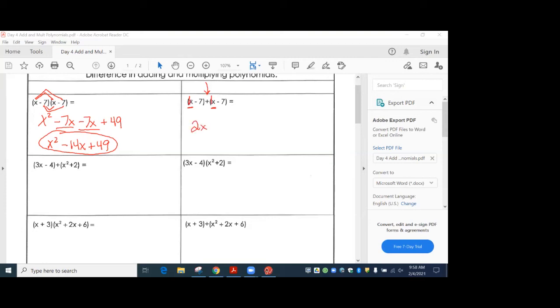Okay, we took care of the x's. So now we have what we call the constants, the numbers by themselves. We got -7 and -7. Well, we just added -7 and -7 here. So -7 and -7 make -14. And we're done. That's it right there. So adding is a little bit easier, isn't it? Because all you do is combine your like terms, and that's it.